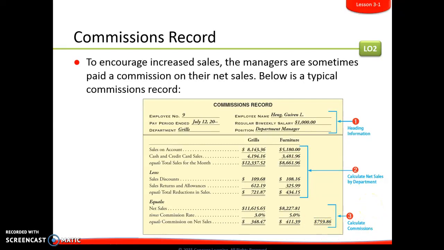So commission can be stated different. In this example, it's a percentage of the sales. Sometimes it might be, like I said, like a car salesman might get a specific amount for each car that they sell. It depends on how the commission is written.